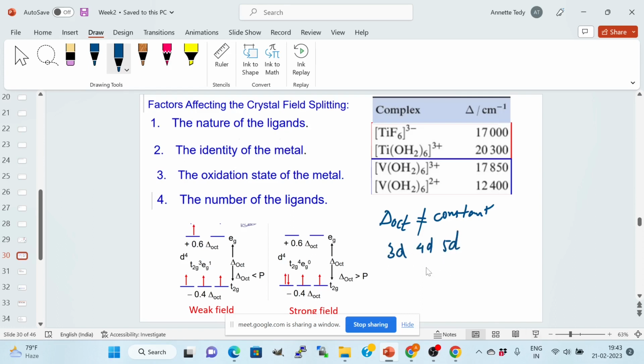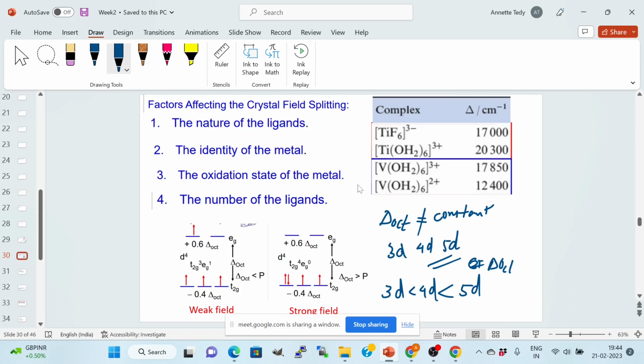So generally 4d and 5d metals split the crystal field much more strongly than 3d. So we can just say 3d is less than 4d, less than 5d, for delta oct. Because the 4d and 5d metals are much larger than the 3d. Because of that, they have much more repulsion to the incoming ligand. That is why when that interaction is more, we have larger delta oct.